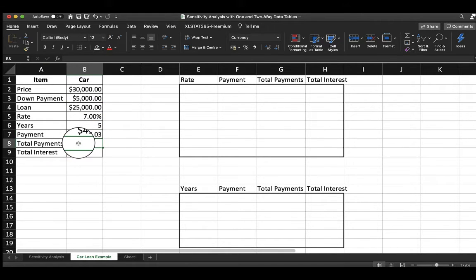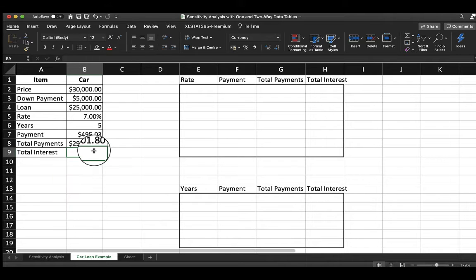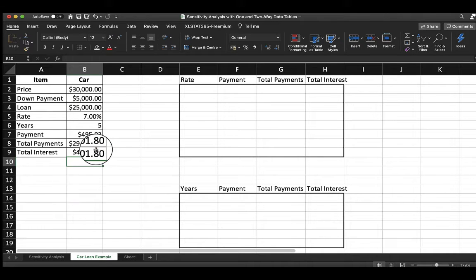Now I'll calculate the total payments. Total payments are found by entering the formula payment, that is this one, into 12 into years. That is the total payments that I have to pay. Now I want to find out the total interest to be paid, which is found by entering the formula total payments minus loan. So this is the total interest that I have to pay. Now moving to the table.